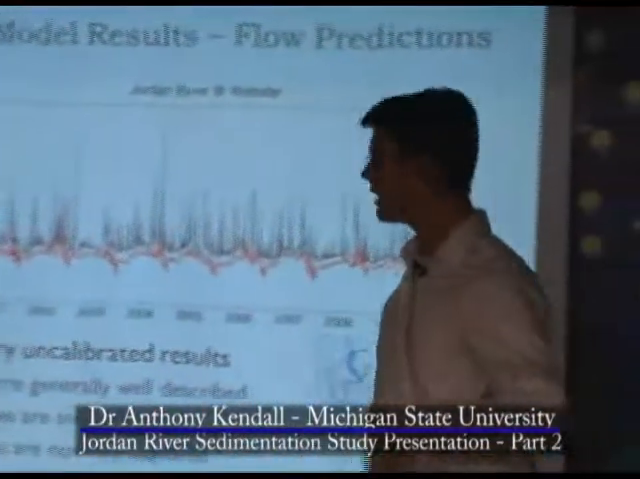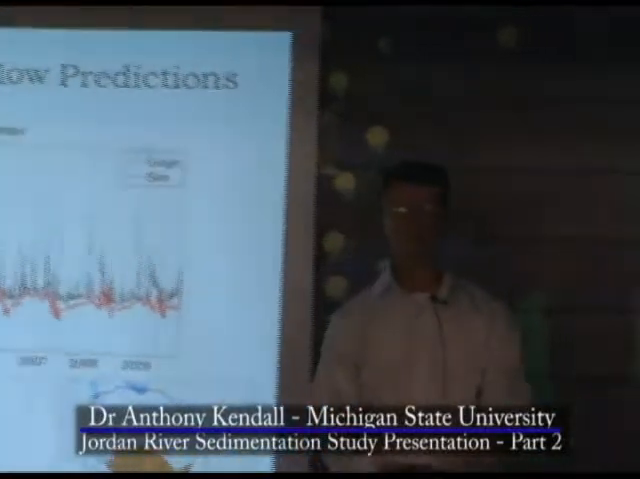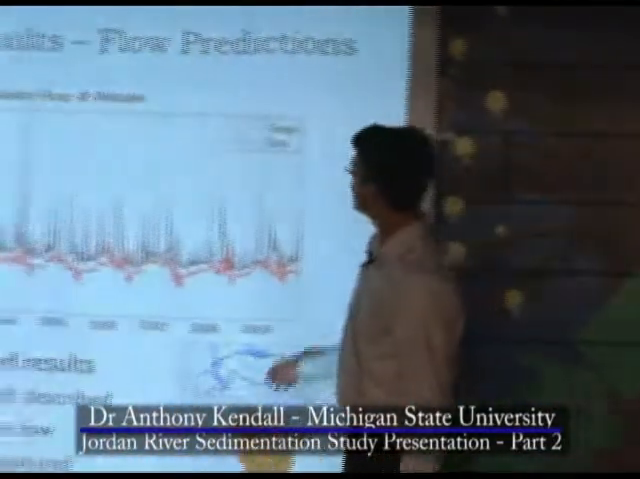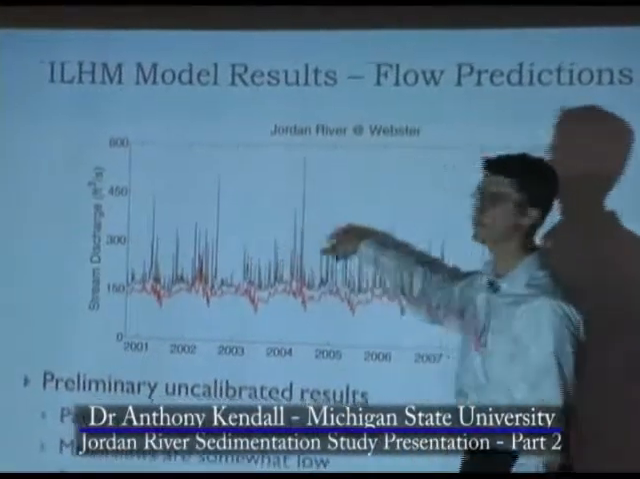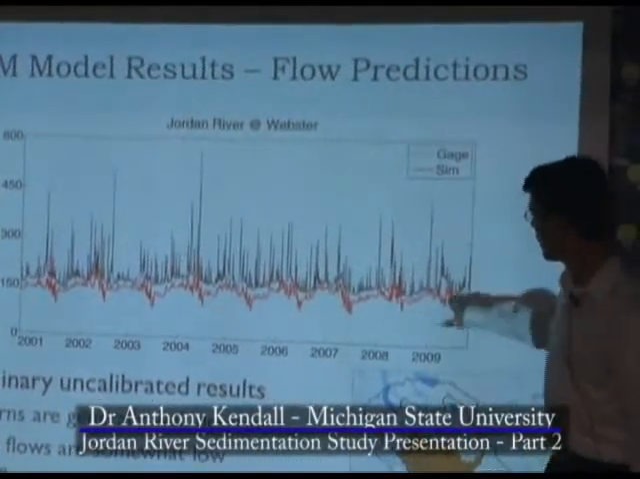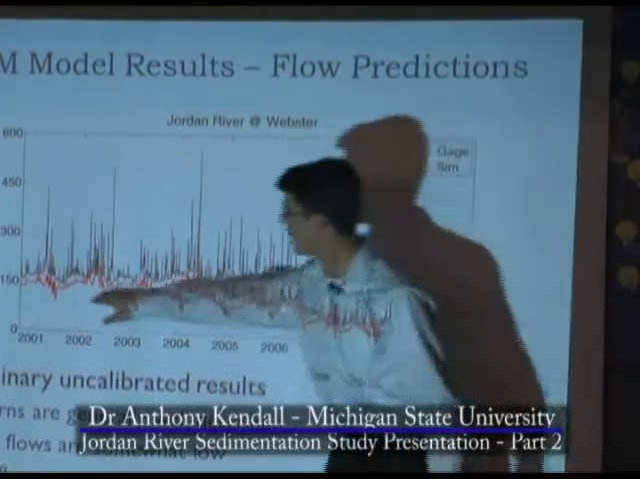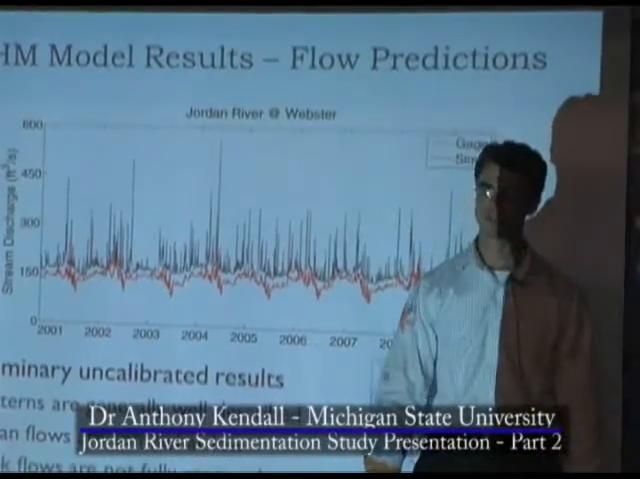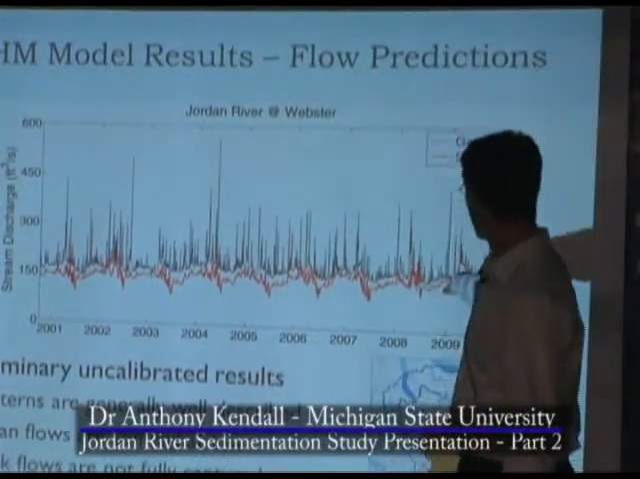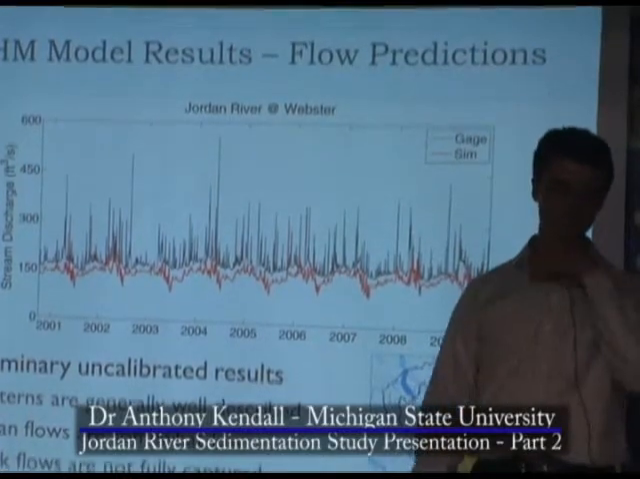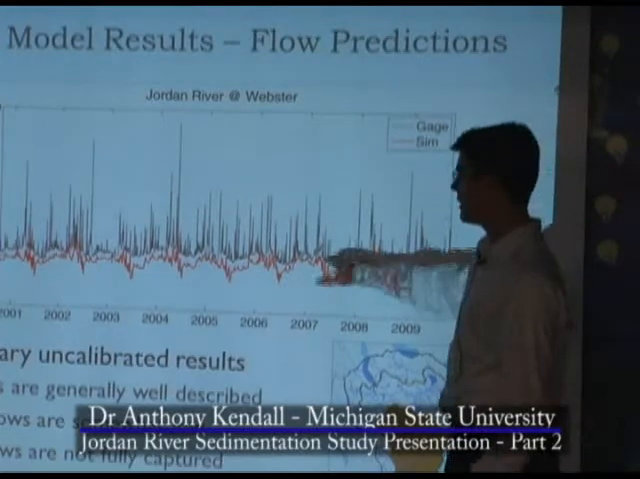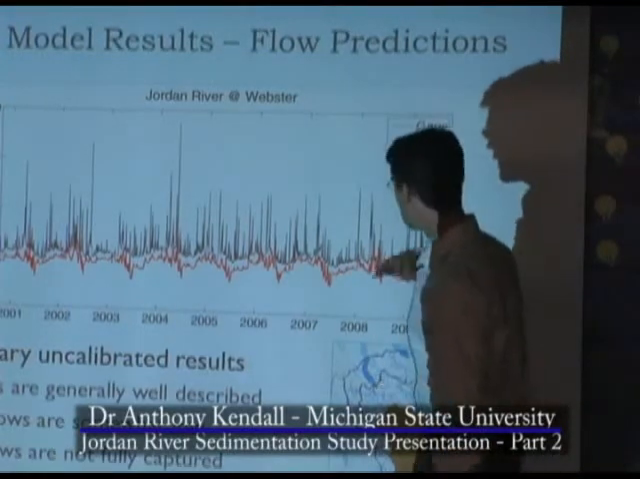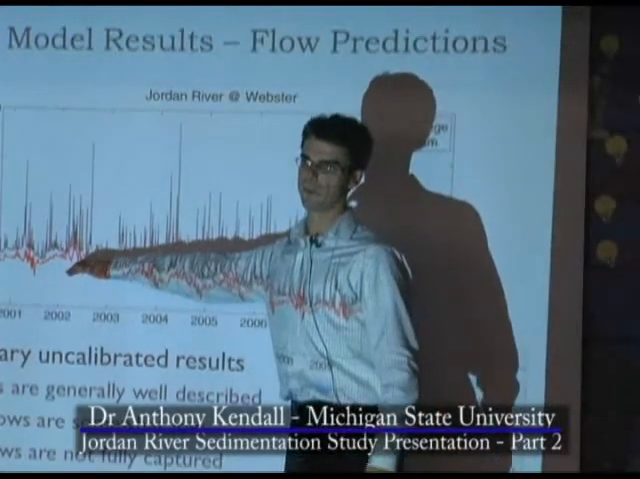So one of the basic things the model does is it predicts what the stream flow is. Here we have the Jordan River flows at the Webster gauge, and this is the gauge values reported by the USGS, and here are our model values in red. You can see that the model, first of all, systematically underpredicts flow. There are a couple of reasons why we think that it's systematically underpredicting, but we're comfortable with the fact that it's being systematic about it. It's not being random. And it matches the overall seasonal behavior quite well.